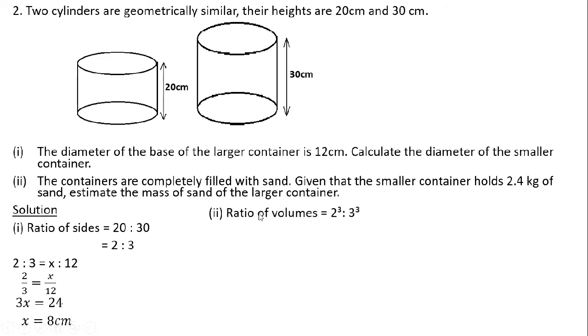Then, to find the ratio of their volumes, we are going to cube the ratio of the sides. 2 cubed is 8, 3 cubed is 27. So we'll say 8 to 27 is equal to 2.4 to x, since we don't know the mass of the larger container, and then we'll cross multiply. 8 times x gives you 8x. 27 times 2.4 is giving us 64.8. Divide both sides by 8. Our x is equal to 8.1 kg for the larger container.